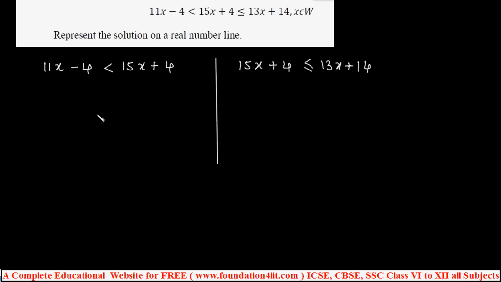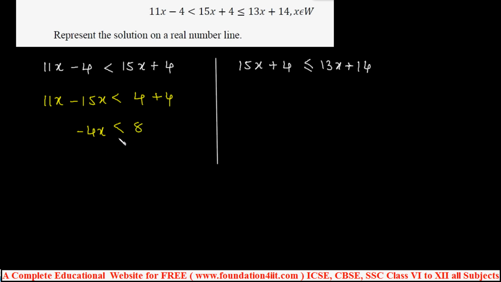We need to solve for the x value from both, and the common solution is from x belongs to whole numbers. Right. So here take the x terms to one side. If you take 11x, 15x becomes minus 15x. This less than symbol we should write throughout the same, that you should remember. And minus 4 becomes plus 4. 11x minus 15x is minus 4x. 4 plus 4 is 8.